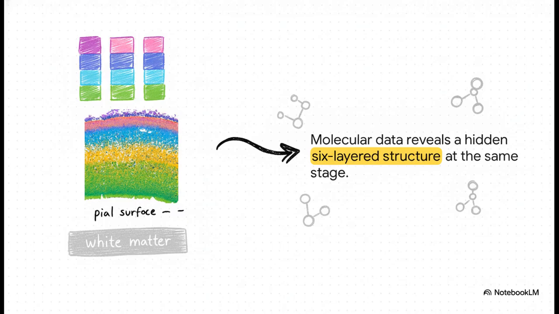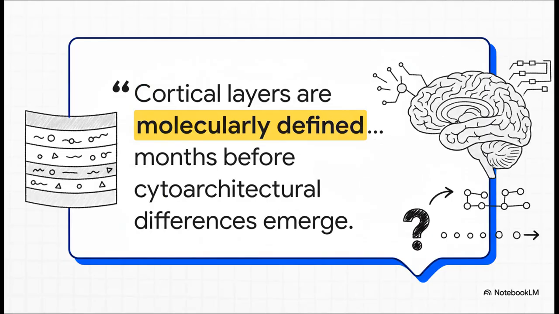This panel is absolutely central to the paper's argument because it provides direct evidence of a cryptic spatial organization that exists far earlier than previously thought, an organization that's only visible with spatially resolved molecular methods. The authors state their conclusion directly. This early molecular specification likely serves as a foundational scaffold for all subsequent circuit development.